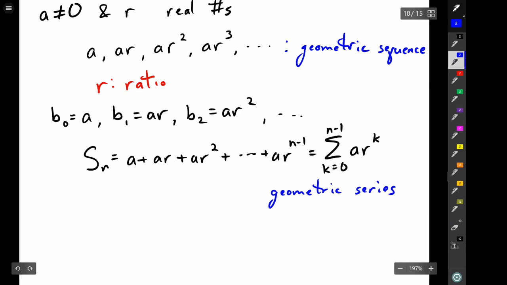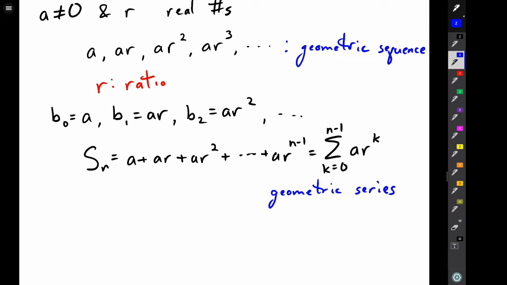So what's an example of a geometric series in practice? Let's say you have some account that has interest rate r, and a is the principal you put into the account. Then this amount right here is the amount in your bank account after n minus 1 compounding periods. This is compound interest. So geometric series show up in lots of places.